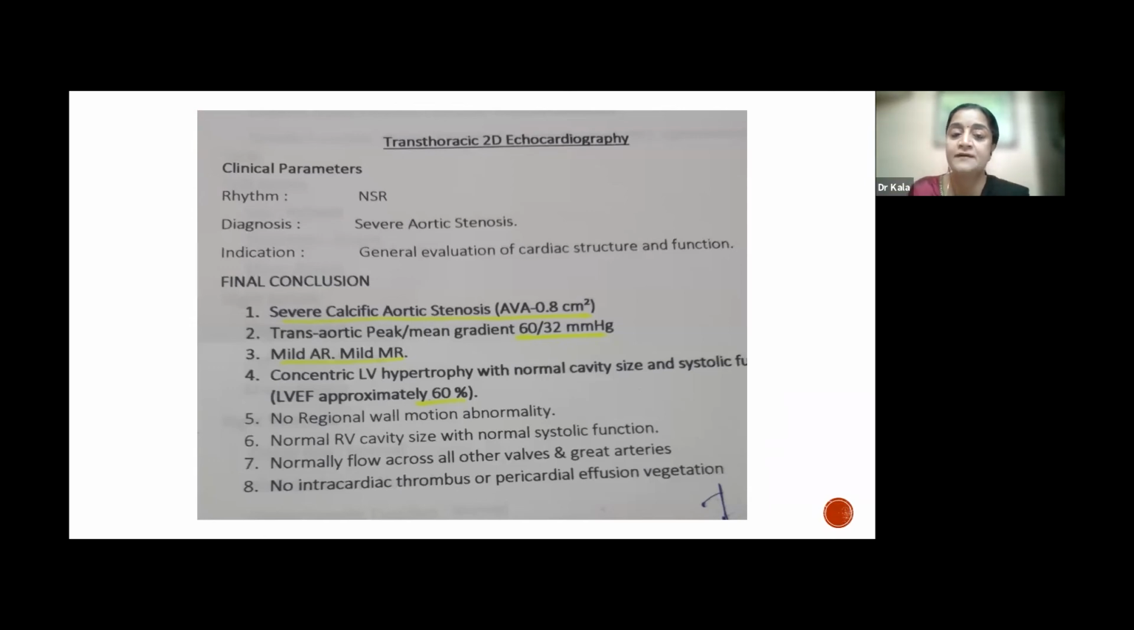This patient was for a TURBT, that is transurethral bladder tumor resection, where the epidural may or may not function well. No?